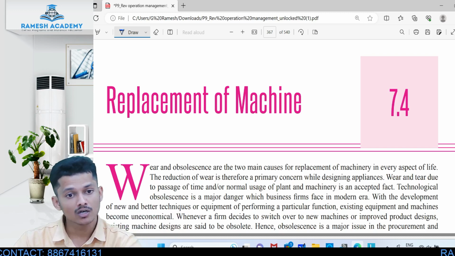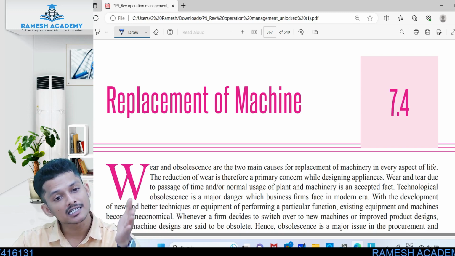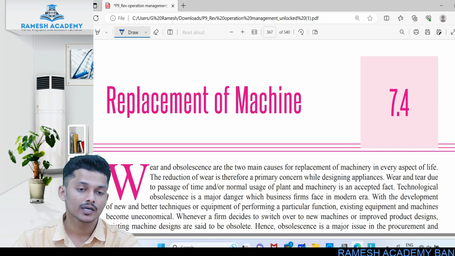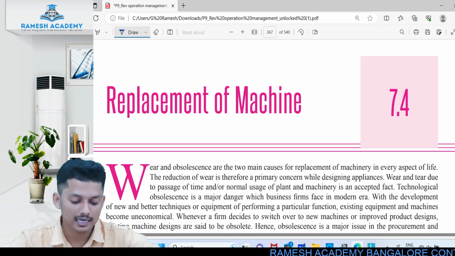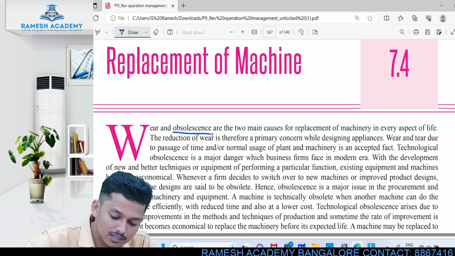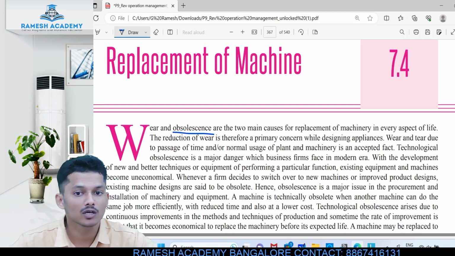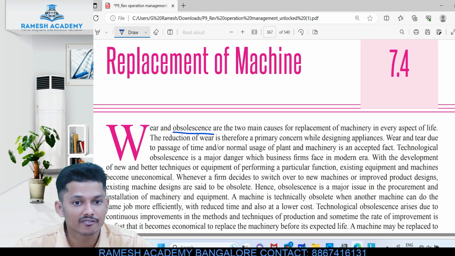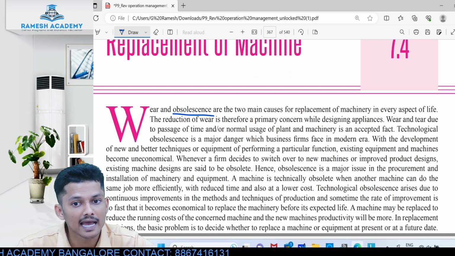So you have to check whether to replace the machine is better or to continue with the existing machine with repairs. You have to select a decision here. Wear and obsolescence. Obsolescence means you have to set a machine aside for a longer time without use. These are the two main causes for the replacement of machinery in every aspect of life. The reduction of wear is a primary concern while designing appliances. So wear and tear due to passage of time and or normal usage of plant and machinery is an accepted fact.